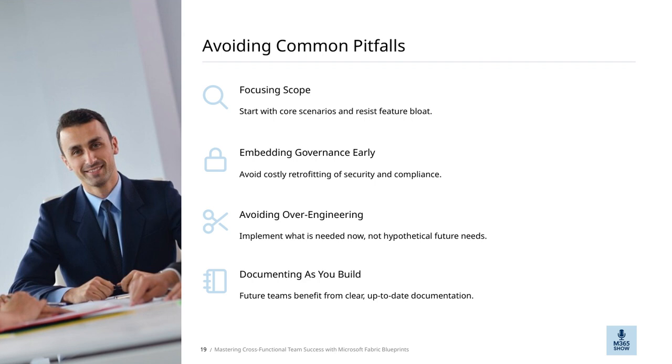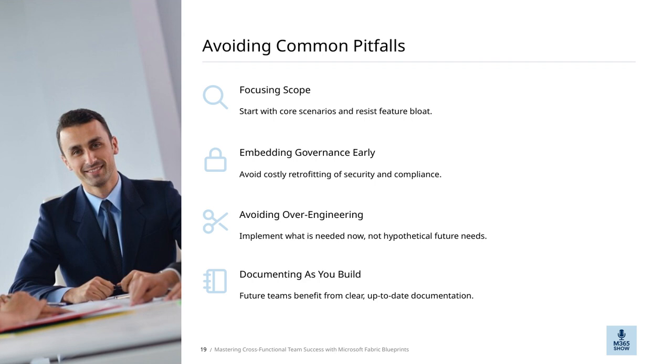Speaking of complexity, avoid over-engineering. It can be tempting to add every feature or layer of security up front, but that often leads to costly retrofitting later. Instead, focus on building what is necessary now and plan for future enhancements as needed. Embedding governance early in the process is also vital. It helps establish clear standards and ensures compliance from the start, saving time and effort later on.